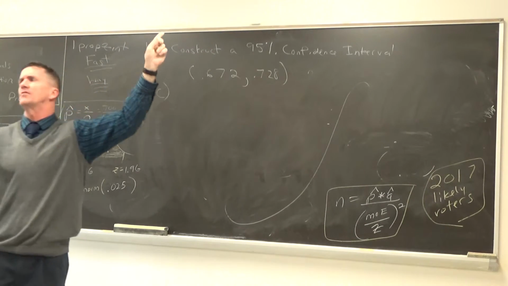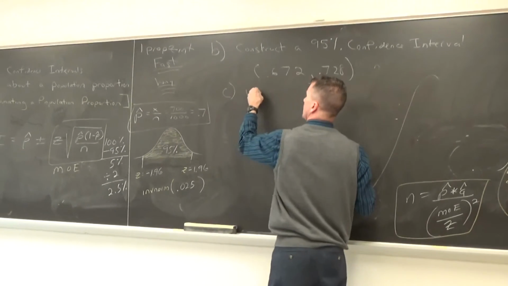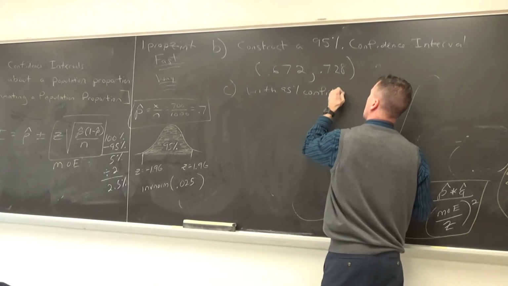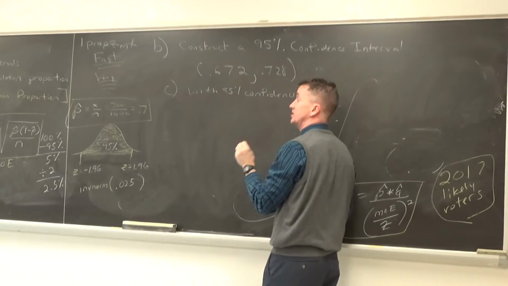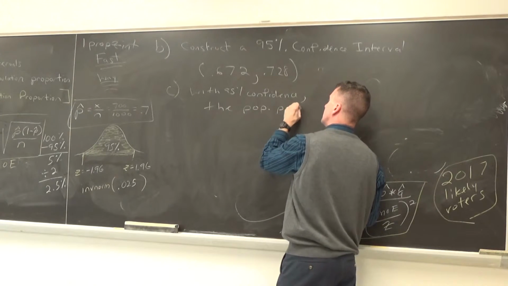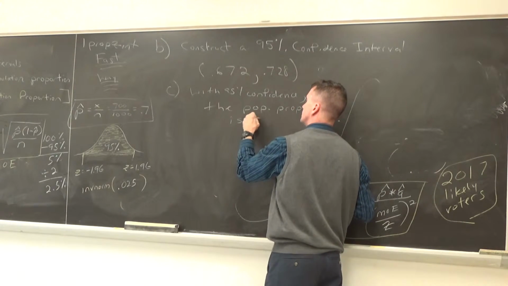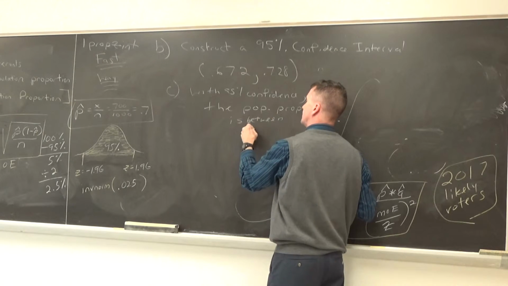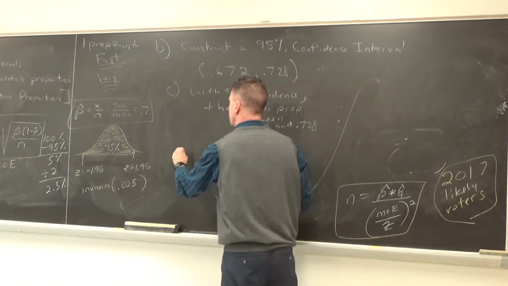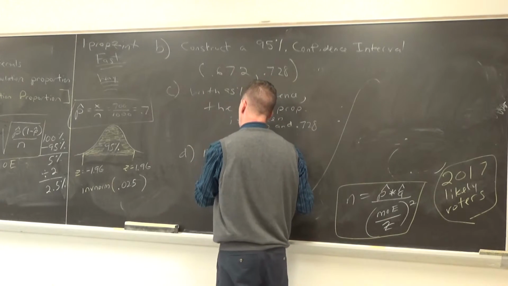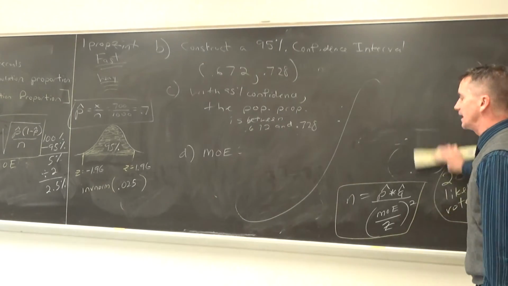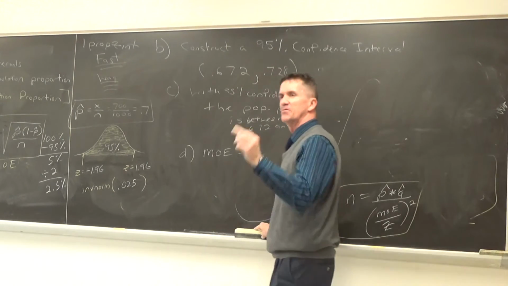With what level of confidence? 95%. With 95% confidence. Is it the sample proportion or population proportion? Population. The population proportion is between what two numbers? 0.672 and 0.728. Look, I barely had to write anything. Now I'm going to dig. Uh-oh. Everyone, I am stuck. Because before I wrote it with that plus or minus.